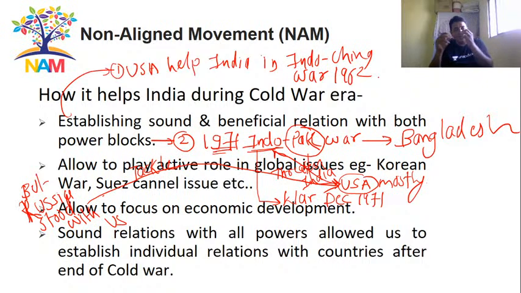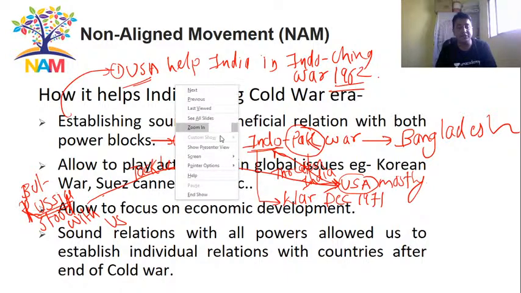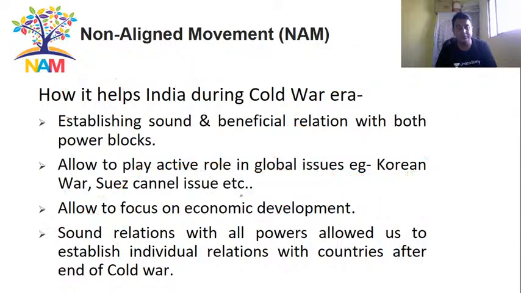As India was having an independent stand, in the war of 1962, US supported us. But at the same time, in 1971, Russia supported us. And how was it possible? It was possible because India followed an independent foreign policy, and because of that reason, it established a sound and beneficial relation with both power blocs. Clear how it helped India?